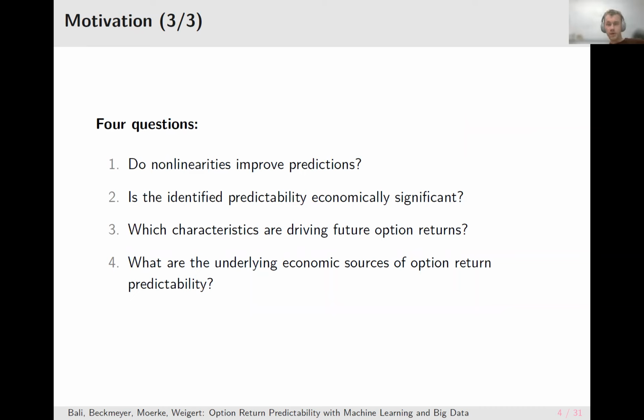With this, we try to answer four questions. The first one being whether nonlinearities, so using models that allow for modeling nonlinearities, improve the prediction performance; whether this predictability that we find is economically significant; and which characteristics are driving these future option returns. So we actually want to look into these machine learning models, which have often been dubbed black box models. And lastly, whether we can find a compelling economic story for the option return predictability that we find.